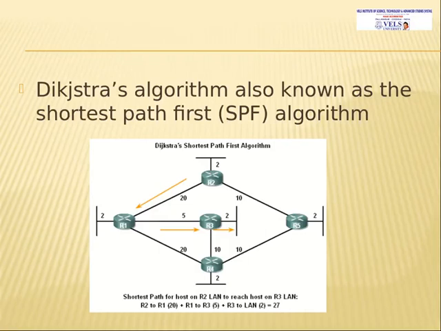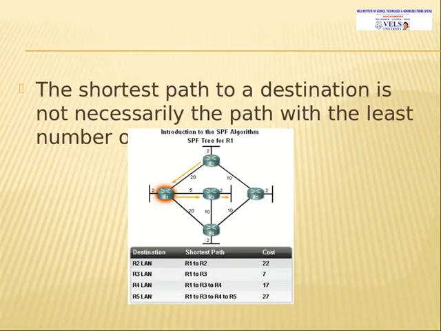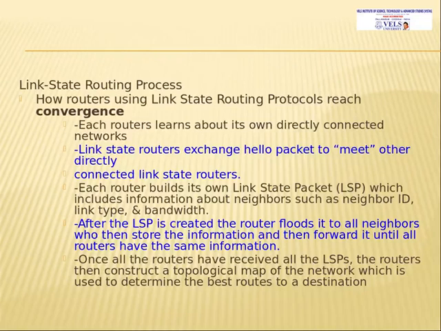Here it uses the shortest path first algorithm to calculate the shortest path to send a message. The shortest path to the destination is not necessarily the path with the least number of hops. In the link state routing process, first each router learns about its directly connected networks. So whatever the distance vector does is also followed by link state. The directly connected networks of the router are updated in the table.